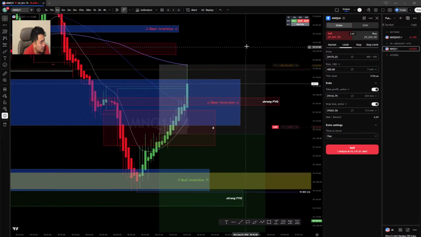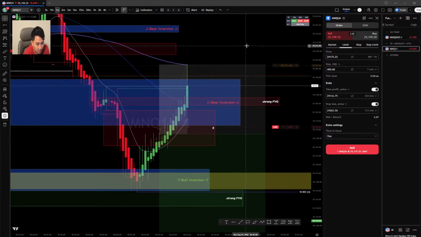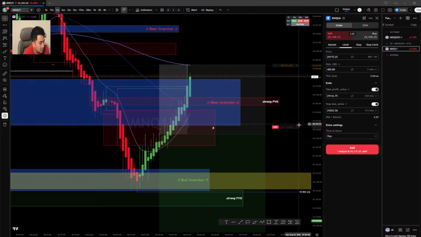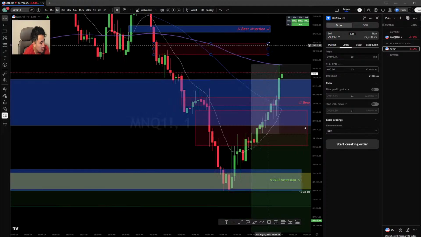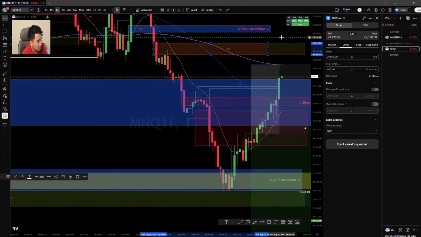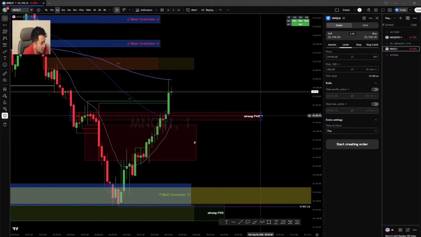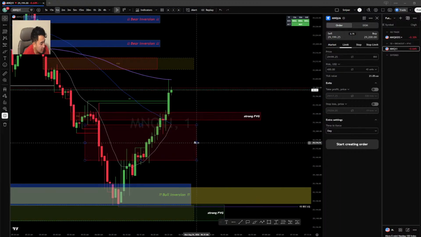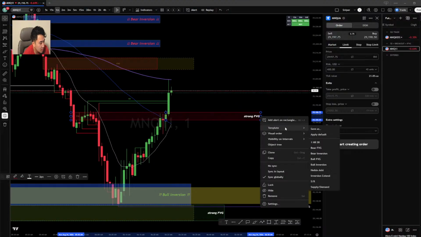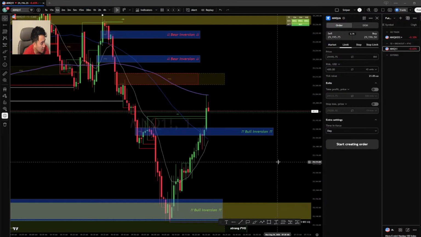Let's see. Yeah, it looks like it did disrespect it, this bearish inversion zone right here. This green candle closed outside of it. So we'll delete that. This 5-minute zone is broken as well. This becomes a bullish inversion zone right here now.